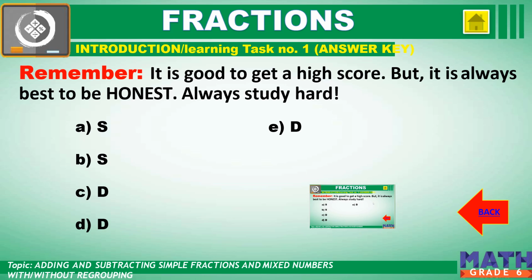The following are the answers on the learning task number 1. Answer key. Remember, it is good to get high score, but it is always best to be honest. Always study hard. For letter A, we have S, letter B, S, letter C, D, letter D, D also, and letter E, D.